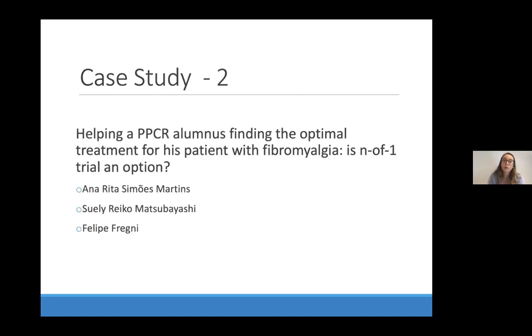Before we move on, we're going to move from interim analysis and adaptive designs to case study 2 and talk a little bit about N-of-1 trials. Do you have any questions?